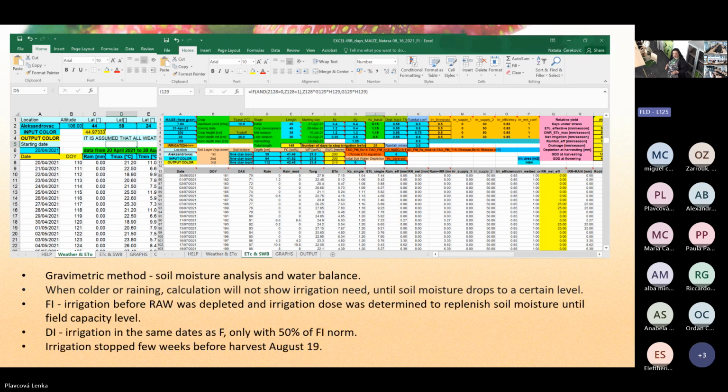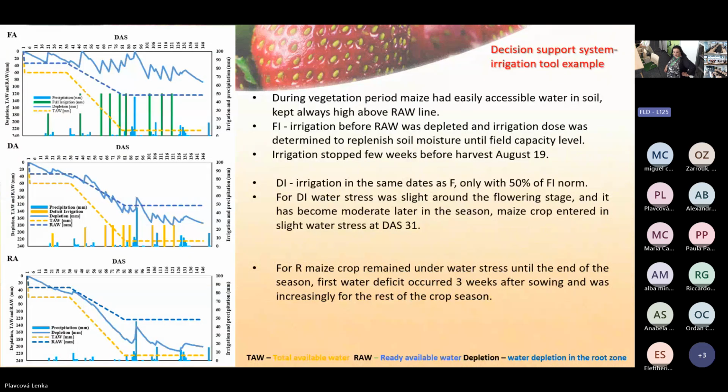For the irrigation by these tools, we needed to follow soil moisture. We didn't have some fancy tools, so we used this gravimetric method, and we had three different irrigation methods. The management of the irrigation we followed by Blue Leaf from Italy, one application also. So we knew in advance what the weather prediction would be. And this is just the output of different water strategies to see how the water in the soil looks day by day.